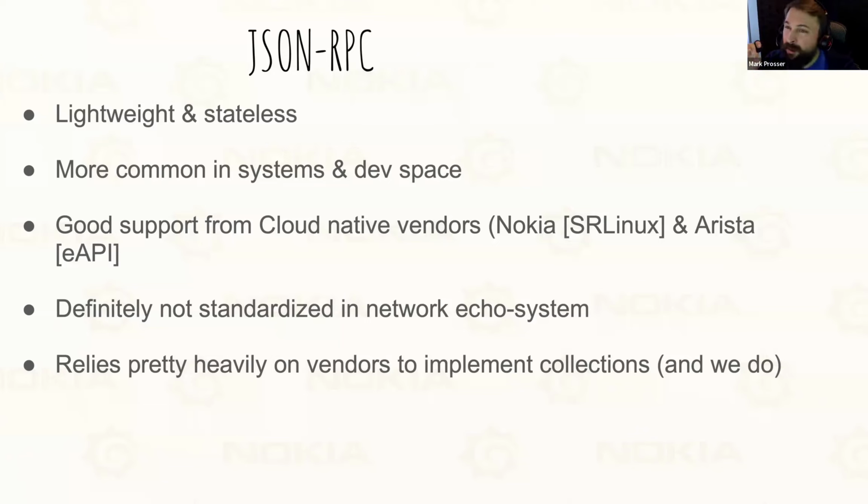The only problem is that only cloud native vendors are really pushing the future of networking forward, which is Nokia and Arista really supporting this. Arista supports it via their eAPI. Nokia has it basically native in our SR Linux, our cloud ready, DC ready platform. It's definitely not standardized in the network ecosystem. It wasn't even meant for networks to begin with. So why would a vendor really say this is the right way to implement it? That's eAPI for Arista, and we do it a different way at Nokia.